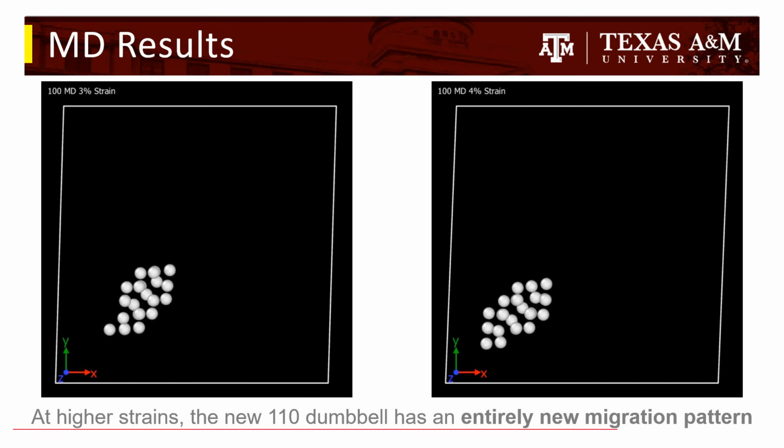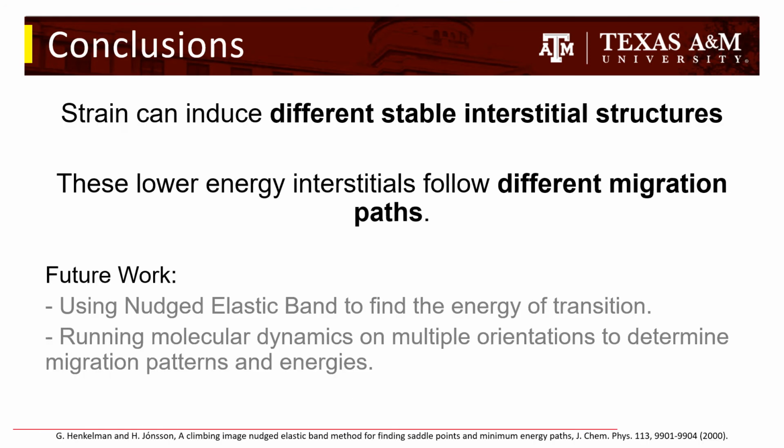These interactions expand what we know about these defects, and in turn we can use this knowledge to build better materials. As I close this talk, I want to leave with two main points: that a strain can induce stable interstitial structures, and that these stable interstitials migrate in vastly different ways, as we have seen with the 110 dumbbell becoming more stable than the 100 dumbbell. However, there is still much to uncover.